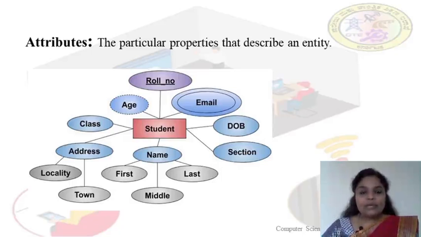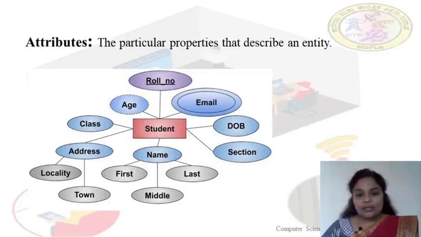So for the student database, in the picture you can see we have attributes like roll number, age, email, date of birth. I am going in a clockwise direction. Let me repeat. For the student entity, the attributes could be, the first one is roll number, and please go in a clockwise direction.